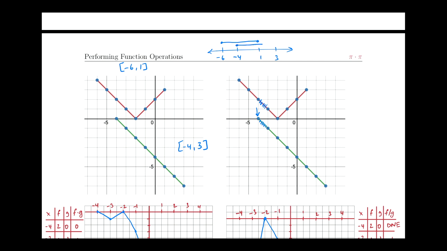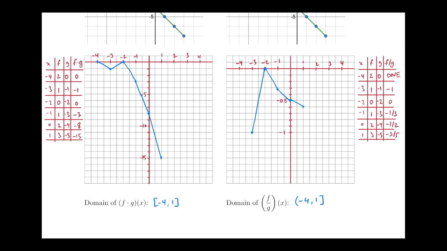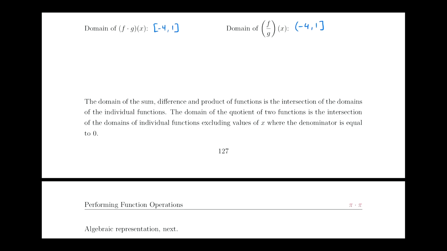Negative 4 to 3 would be this interval. And the overlap is called the intersection. That's where the two sets meet each other. And that, in fact, was the domain of the sum, the product, and the difference. So if we look back here, the domain of the sum was the intersection, negative 4 to 1. The domain of the difference was the same. And the domain of the product, in fact, was the same as well. So if you need to find the domain of the sum, product, or difference, all you have to do is find the domain of the individual functions and take the intersection of them. See where they're both common.